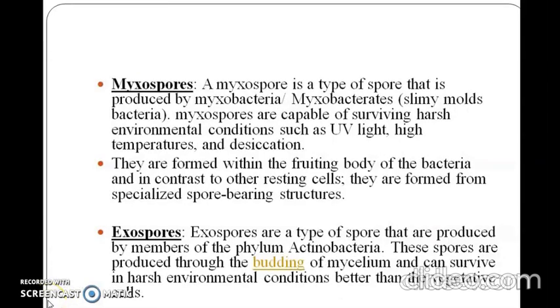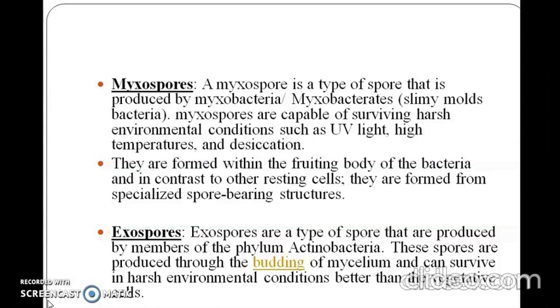The third type of spores are myxospores. They are produced by myxobacteria, and the myxospores are capable of surviving harsh environmental conditions such as UV light, high temperature, and desiccation. They are found within the fruiting body of the bacteria, and in contrast to the resting cells, they are formed from specialized spore-bearing structures.